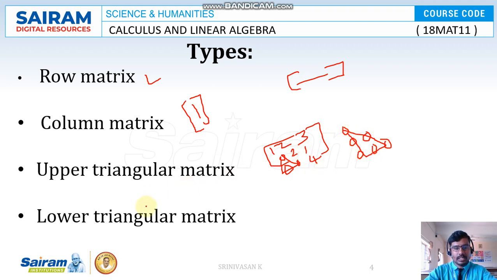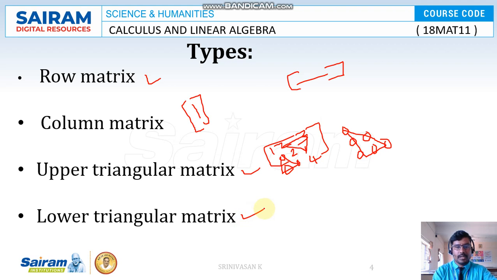As well as the lower triangular matrix. A lower triangular matrix is nothing but: if in the first row the last two elements are 0, and in the second row the last element is 0, it is a lower triangular matrix for a 3 by 3 matrix. Mostly we use the upper triangular matrix and the lower triangular matrix in solving problems.